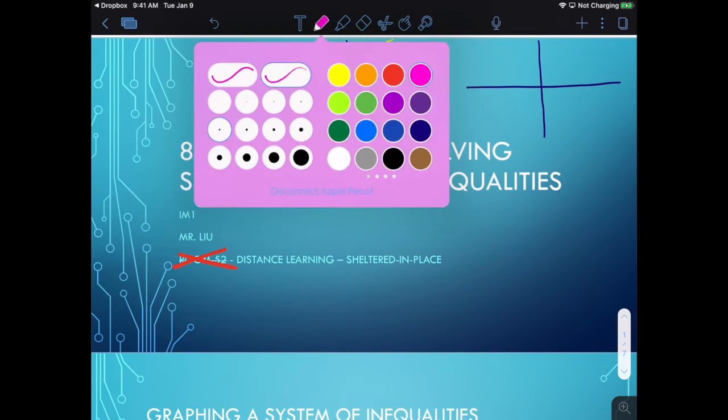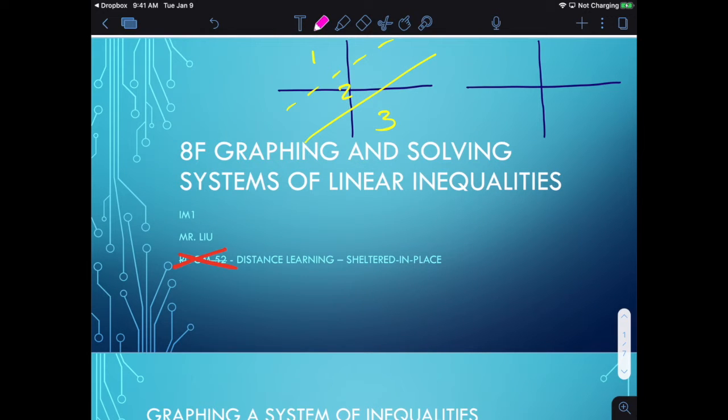In another situation, we can break it up into four regions. So say we have a line like this and maybe another line that goes like this. And notice when we do that, we break things into four regions. 1, 2, 3, 4.